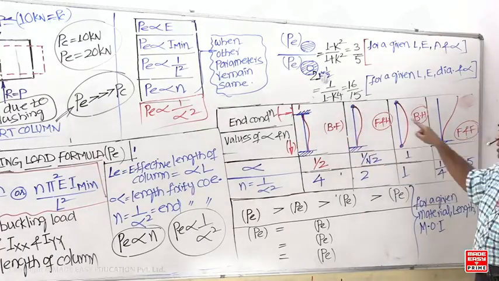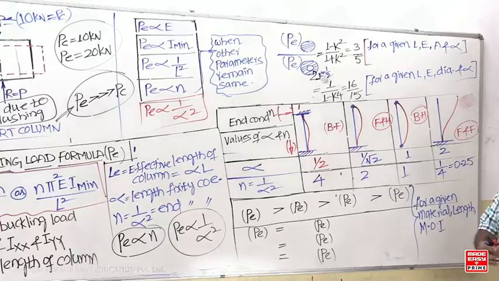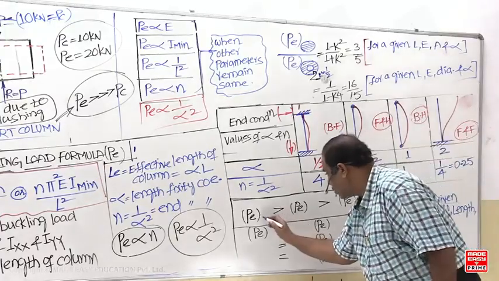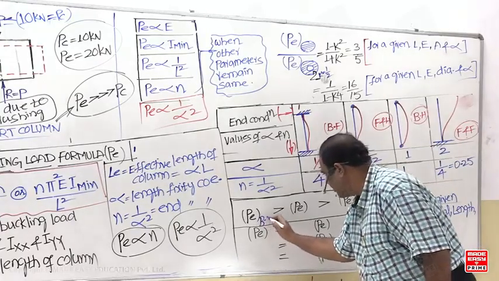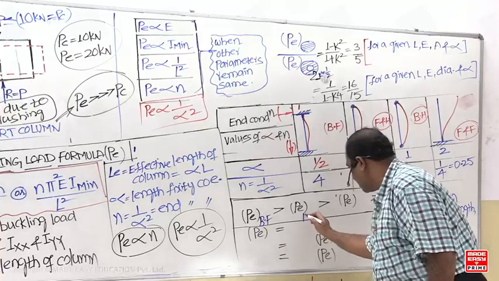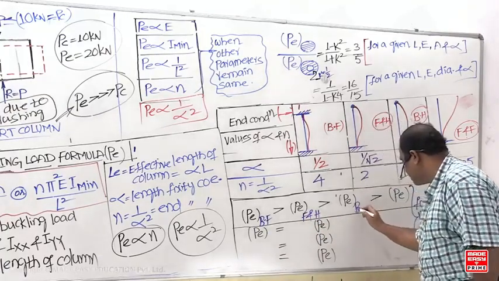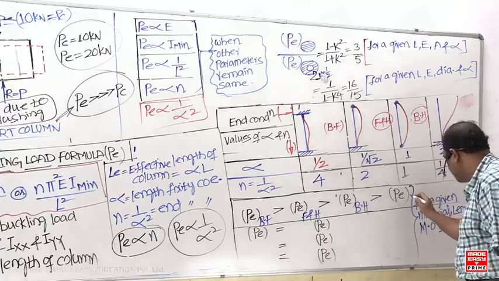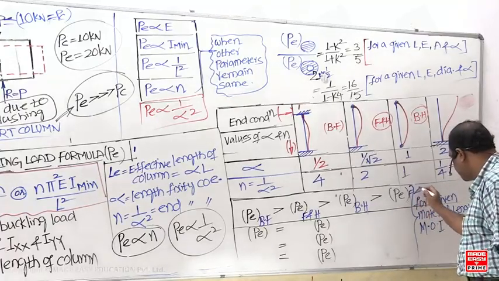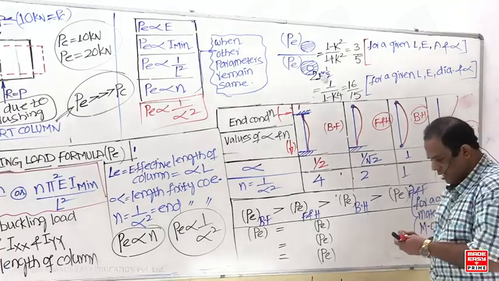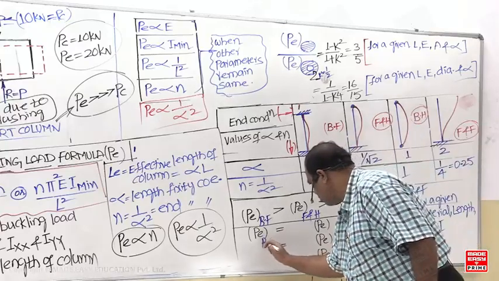And both ends fixed, when compared to fixed and free, is 16 times stronger. So which one is the strongest one? Buckling load of both ends fixed is greater than the buckling load of fixed and hinged. Next, stronger is both ends hinged. Next, F and F, fixed and free.